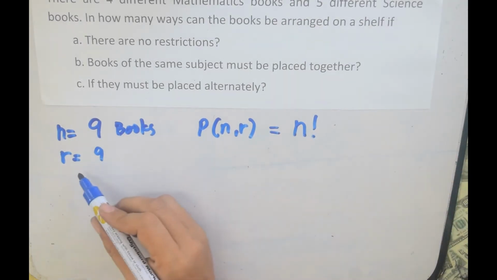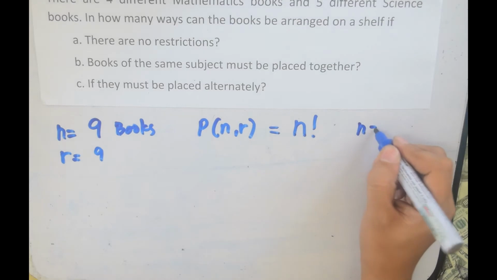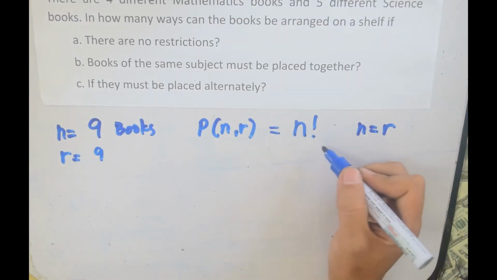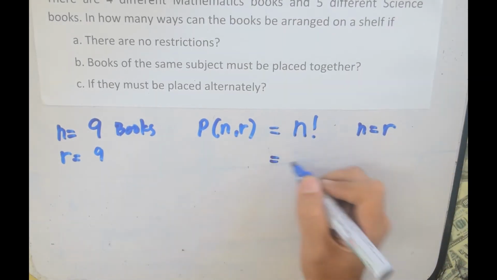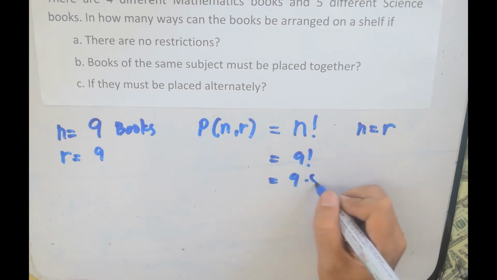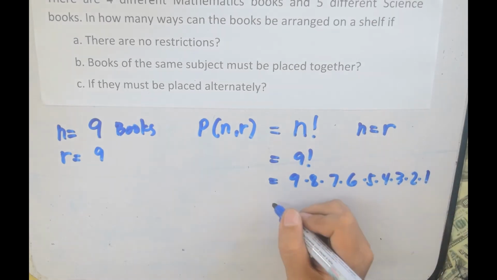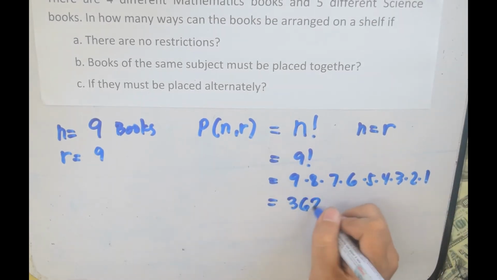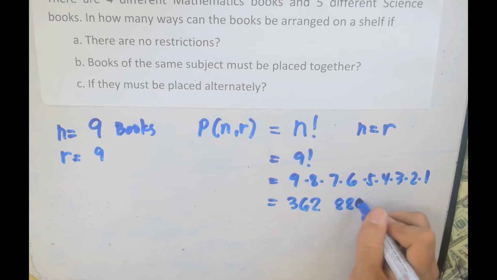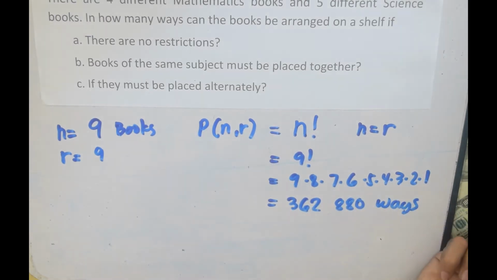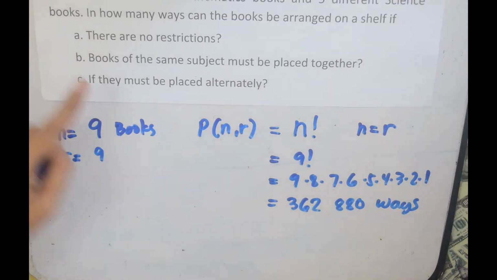When your N is equal to R, your formula is N factorial. So we have here 9 factorial, that is 9 times 8 times 7 times 6 times 5 times 4 times 3 times 2 times 1. That is 362,880 ways. So that's letter A. So there are 362,880 ways. And letter B, it says here that books of the same subject must be placed together.